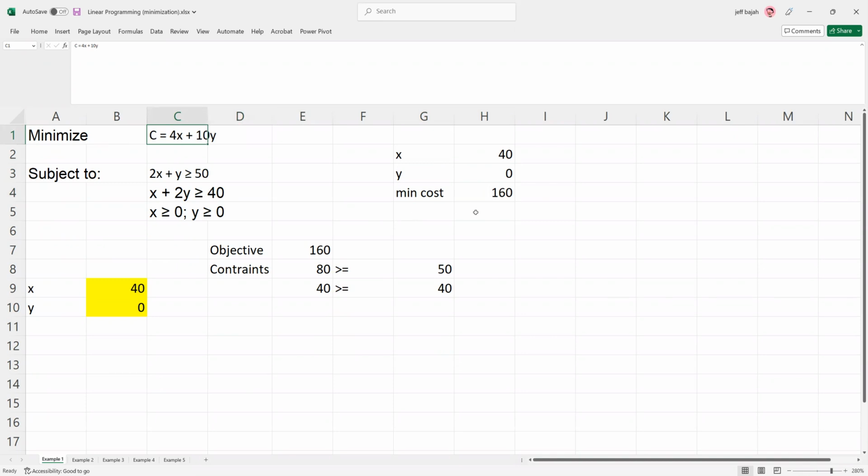So if we do here, remember we said this is 4, right? Remember here, that's 4, multiplied by x, right? That's 40, right? Plus, we have 10 multiplied by 0. And so you can see that's how we got our 160.